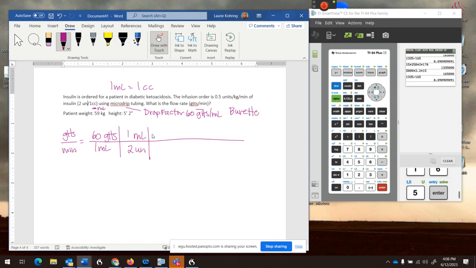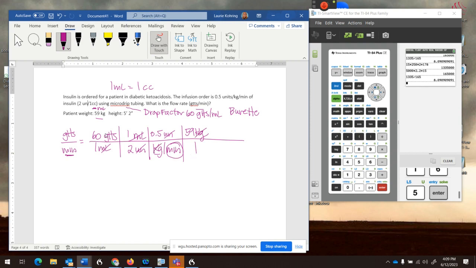And then we need a unit up here, cancel our milliliters. So we have 0.5 units per kilo per minute, which gets rid of our unit. So we have a minute that we need to keep, so we'll not cancel that one out, but we do need to get rid of this kilogram. Look for it in the question, and we have 59. The weight goes over 1, so we'll cancel out our kilogram.